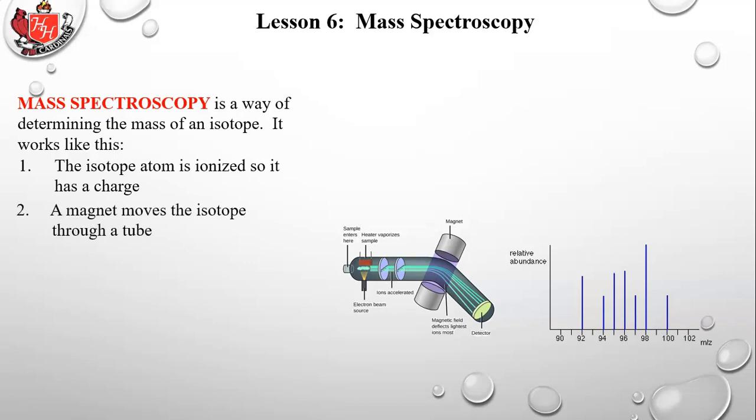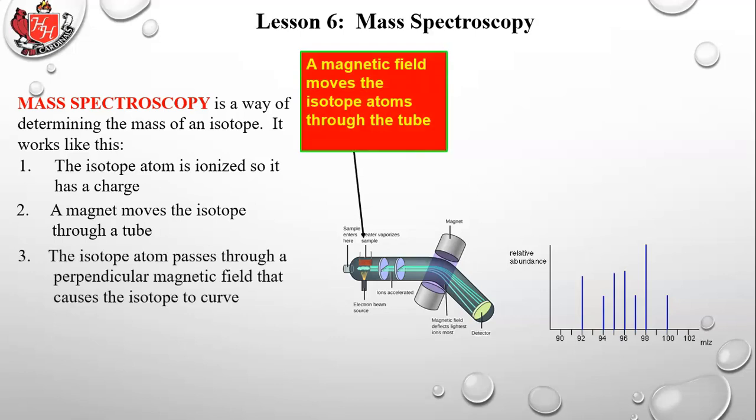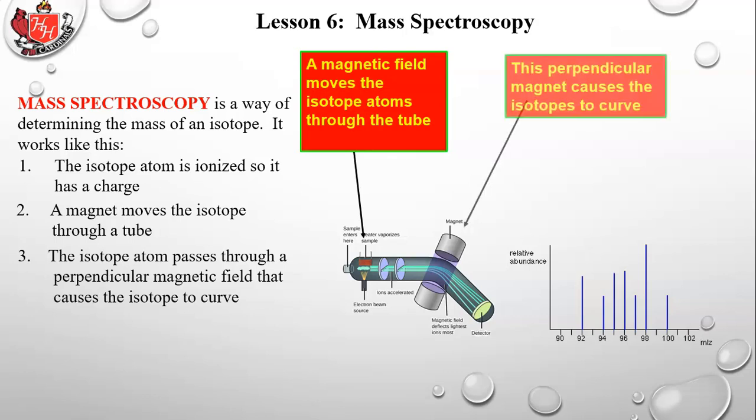Second, a magnet moves the isotope through the tube. So the isotope begins over on the left side, and it moves from left to right there. So a magnetic field moves isotope atoms through the tube. Third, the isotope atom passes through a perpendicular magnetic field. So this perpendicular magnet causes the isotopes to curve. It's putting a magnetic push on it to move it in the downward direction there. It's not falling down because of gravity. It's because that magnetic field is turning it.